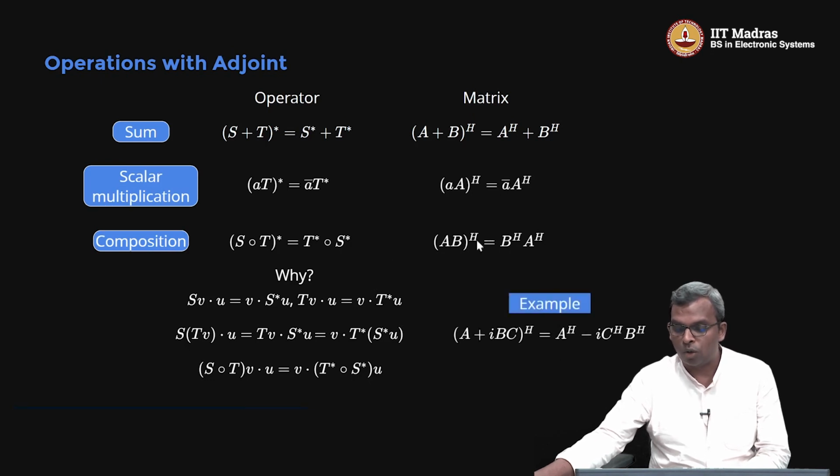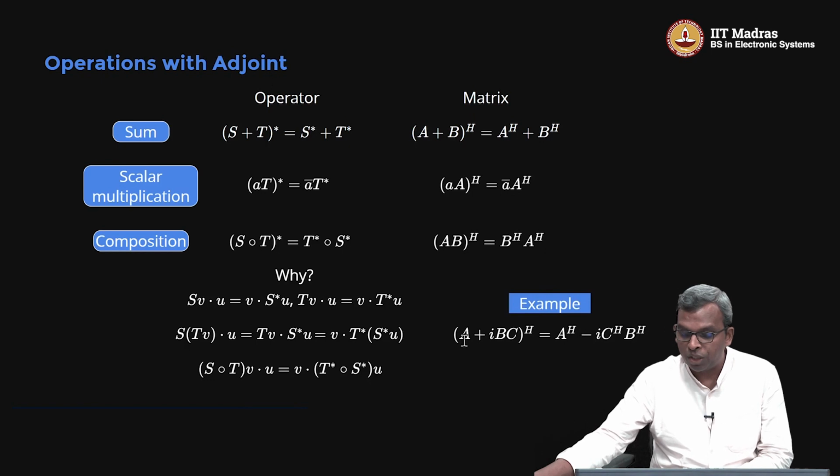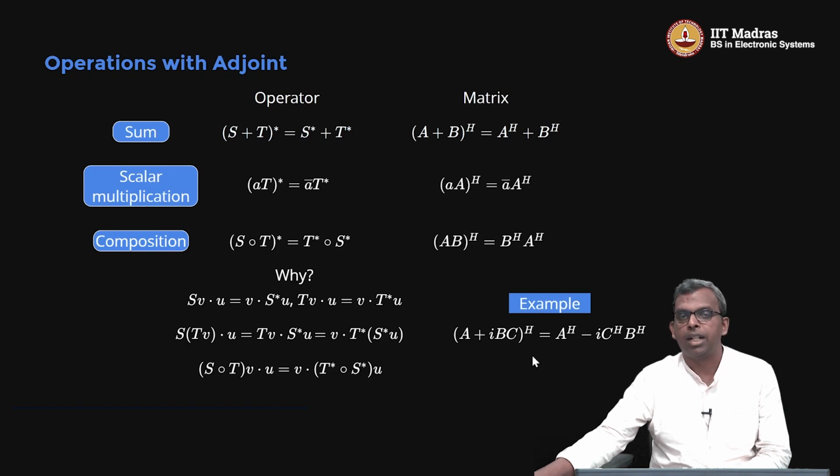Here's an example on how these kind of things are used. Supposing you have A plus I times BC whole Hermitian. This is going to be A Hermitian. Notice how this plus I became minus I because they have to conjugate, and then BC became C Hermitian, B Hermitian. Okay, so this is the way in which these kind of results are used when you deal with adjoints.